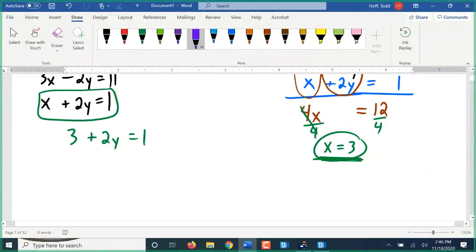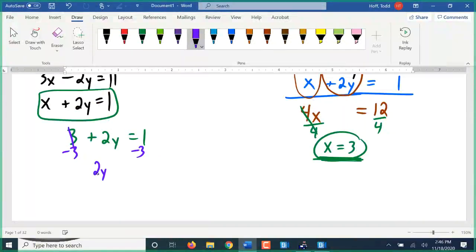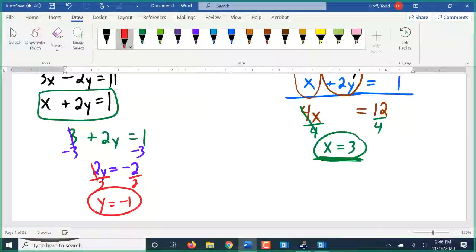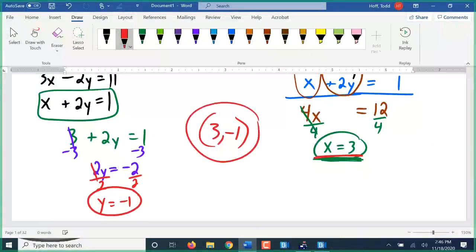I will subtract 3. 2y equals 1 minus 3 is a negative 2. Then we'll divide by 2. Y equals negative 1. So this gives us the ordered pair x equals 3 when y equals negative 1 as the solution to that system of equations.